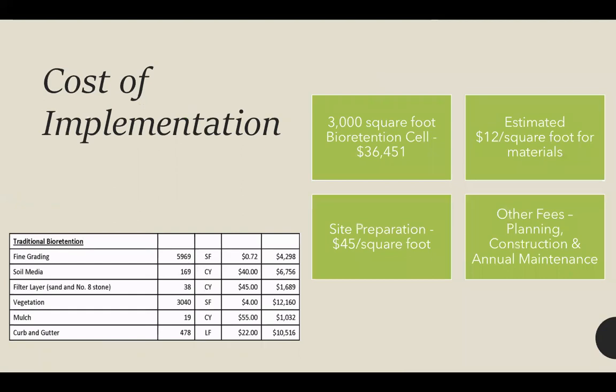So for the project that I just presented, the cost of implementation for a 3,000 square foot bioretention cell would be $36,451. Also, there would be a $45 per square foot site preparation and a $12 per square foot of materials. Other fees could include a planning fee, construction fee, as well as an annual maintenance worker, or if that was done by a volunteer.